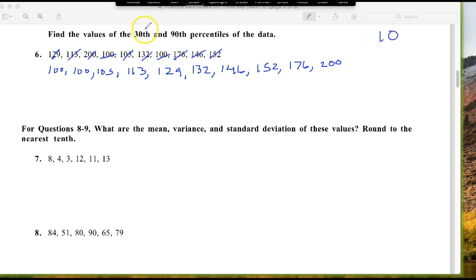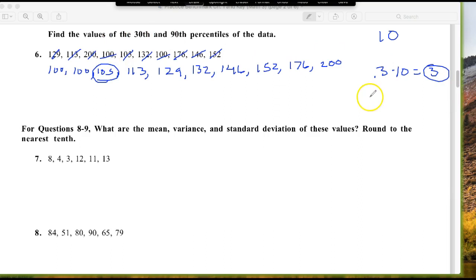If you want to find the 30th percentile, you're just going to do 30% or 0.3 times 10, which is just going to be 3, okay? So at the 30th percentile, you're going to find your third value, 1, 2, 3, here at 105. So this will be your 30th percentile. And what that means is 30% of the values fall at or below 105.